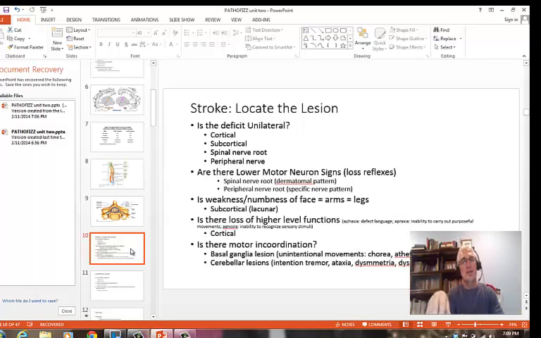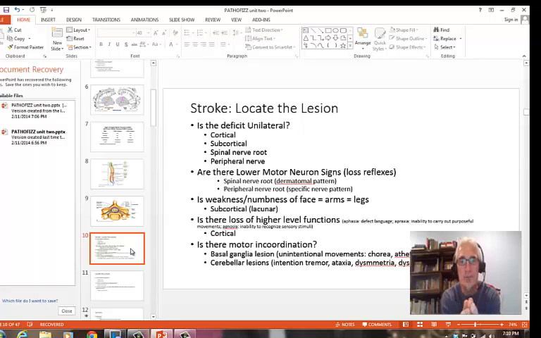Meaning, is the weakness somewhat flaccid and are the reflexes down? If it's a lower motor neuron abnormality, then you know that it either has to be in the spinal cord or one of the peripheral nerves. Okay, either the spinal nerve root, what we'd call a radiculopathy, or peripheral nerve root, or peripheral neuropathy.